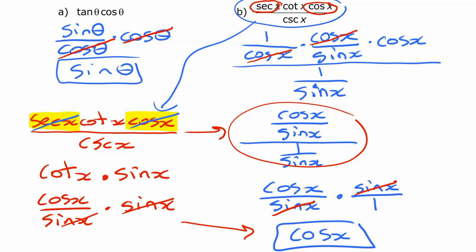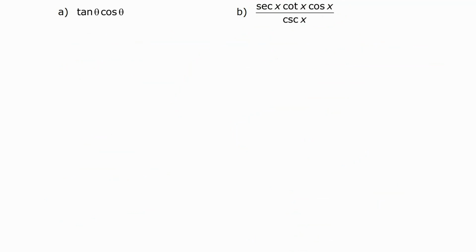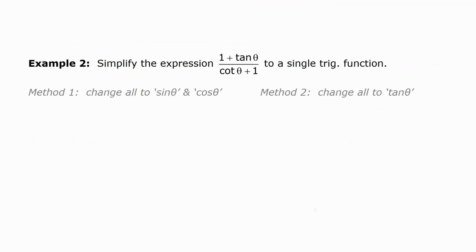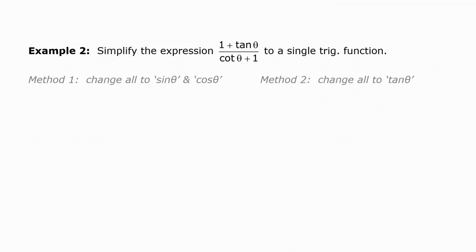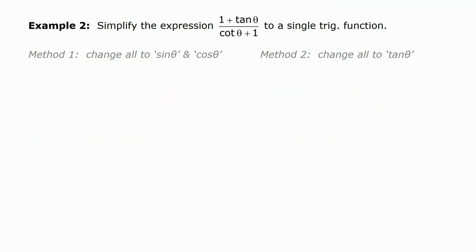All right, let's look at another example here. So this one's going to be a little bit more involved, and I have several different methods to work with here. So this expression here, 1 plus tangent over cotangent plus 1, we're going to work at simplifying that down to a single trig function. So the first method we're going to try here is what I mentioned before in the previous example, try changing everything to sine and cosine and see where you get.